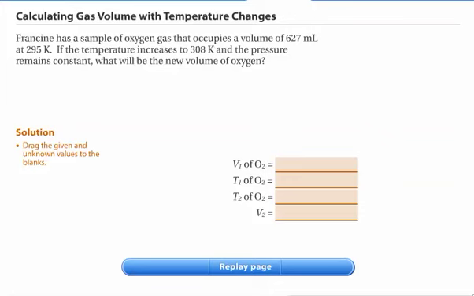Charles Law deals only with volume and temperature changes of a gas. So this time we're going to be keeping the pressure constant.